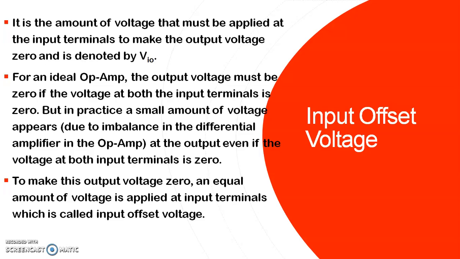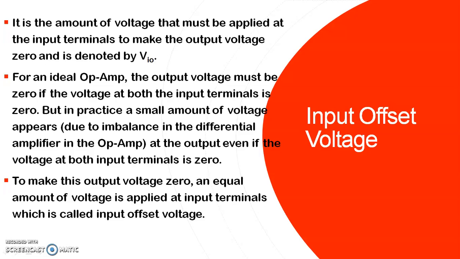But in practice, a small amount of voltage is observed at the output even if we don't apply any input voltage. Now, in order to make this output voltage, which is appearing due to imbalance in the op-amp, 0, we apply a proportional voltage on one of the input terminals. So this voltage which should be applied at the input terminal to make the output voltage 0 when I don't apply any input is called as input offset voltage, and it is denoted by VIO.